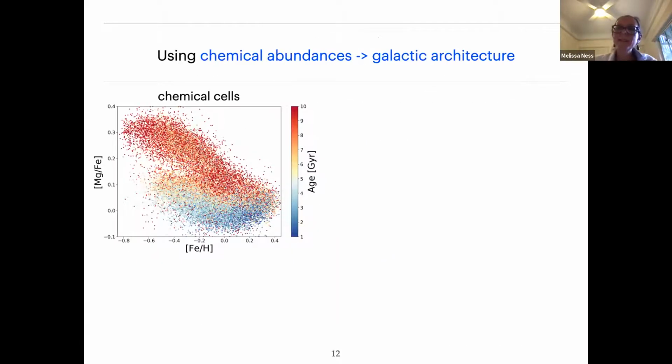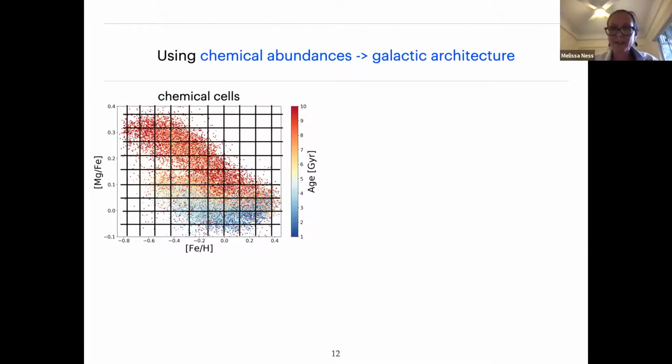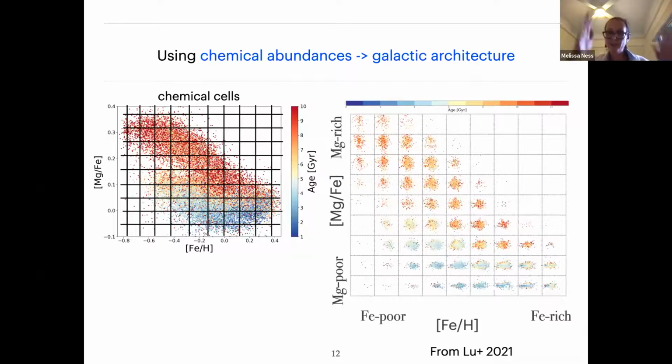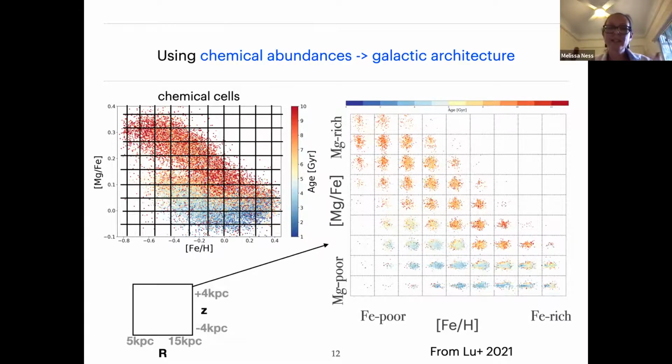Okay, so chemical abundances, galactic architecture, chemical cells. The figure at left shows the grid. The figure at right is the exact same plane of iron versus magnesium, but now within each of these cells, we're showing the radial distribution of stars and their height from the plane. This is the APOGEE survey, so stars go from about 5 to 15 kiloparsec and plus or minus 4 kiloparsec within each cell.